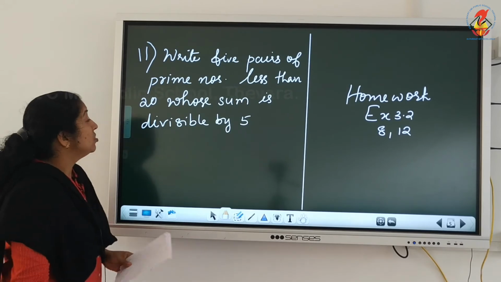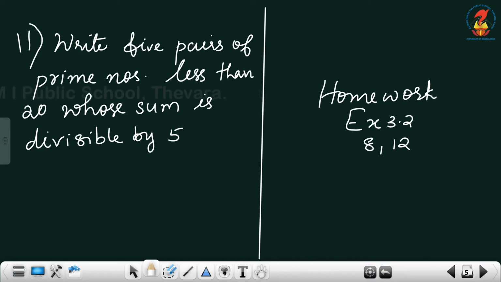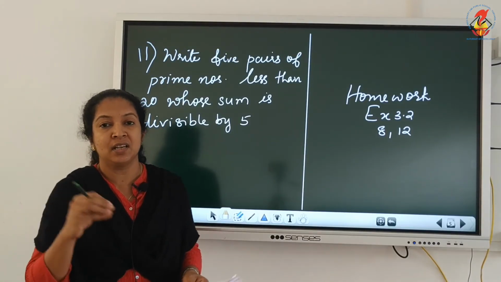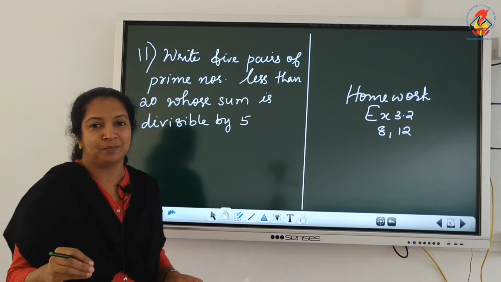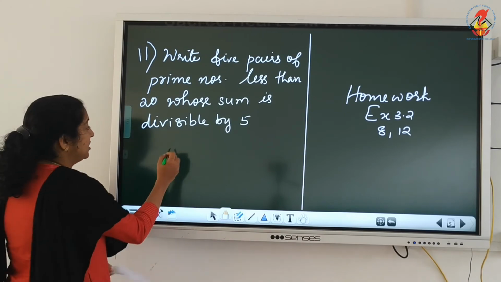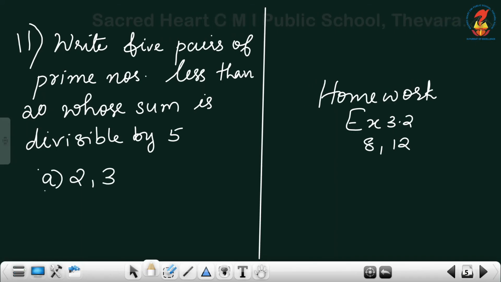Then 11th question. Write 5 pairs of prime numbers less than 20 whose sum is divisible by 5. You have to write 5 pairs of prime numbers less than 20 whose sum is divisible by 5. Whose sum is divisible by 5 means that the sum should end with 0 or 5. So first one, the least one, is 2 and 3. You have to write 5 pairs.